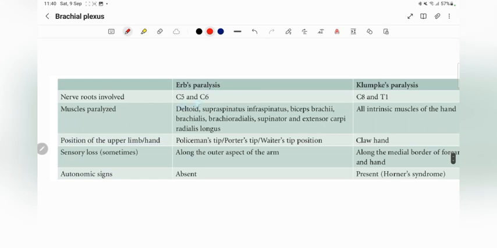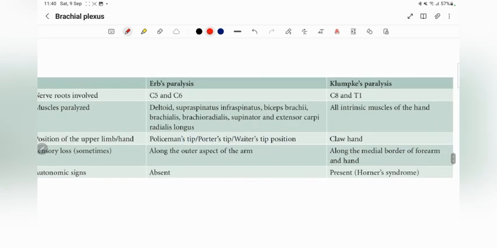So which are the nerve roots involved in Erb's paralysis? We know Erb's paralysis is an upper plexus injury. Therefore, the nerve roots involved are C5 and C6 because Erb's point is located on the upper trunk. But in Klumpke's paralysis, the nerve roots involved are C8 and T1. Muscles that are paralyzed include deltoid, supraspinatus, infraspinatus, and teres minor, along with biceps brachii, brachialis, brachioradialis, supinator, extensor carpi radialis longus.